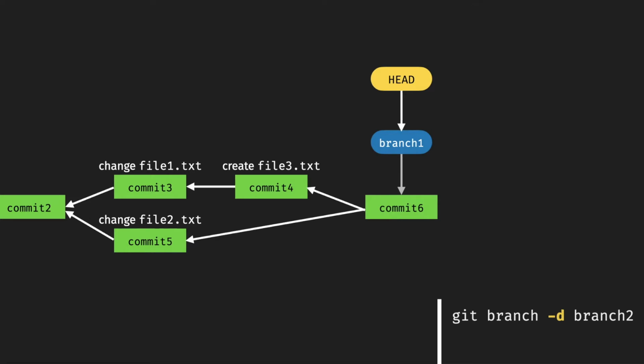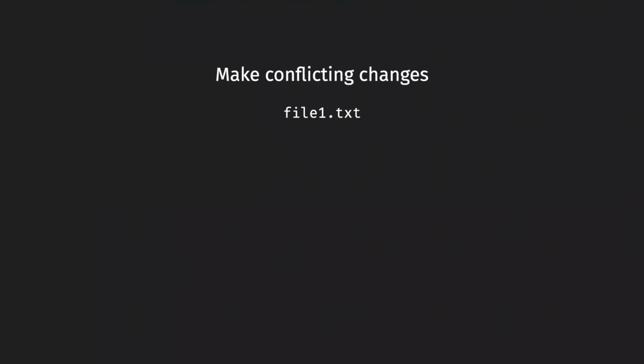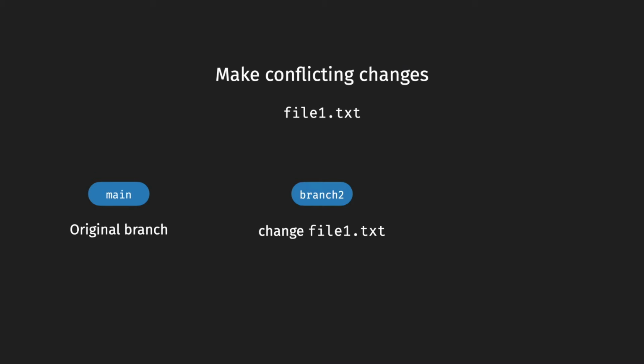All right. So let's get into the final scary case, which is making conflicting changes. This is the absolute nightmare of Git. This is the thing everyone hates, and this is the thing that we are going to do well. So let's say we have file1.txt, and we have 3 branches. We have our main branch, which is like the original branch. We have branch 2, and we have branch 3.